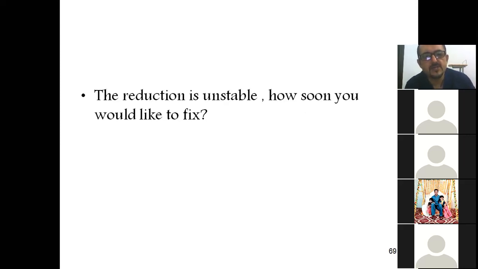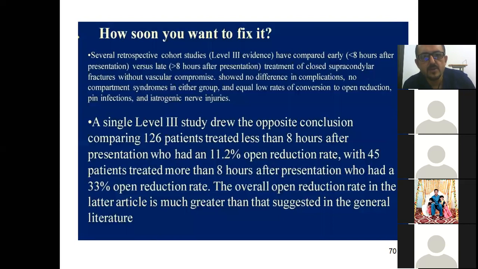After reduction, the reduction is unstable in the ER. Now you have planned that you will go to the OR, reduce this fracture and pin it, or do an open reduction if needed. How soon will you go to the OR? I would like to fix the fracture as early as possible. If the fracture is unstable, I would like to pass percutaneous K wires. But when? As early as possible, sir. Preferably within 6 hours. This is how soon you would like to fix it.